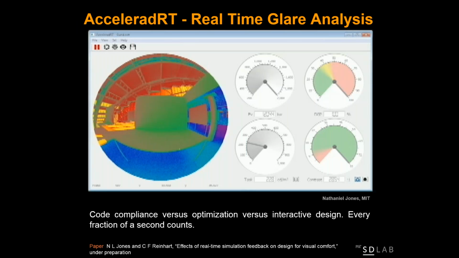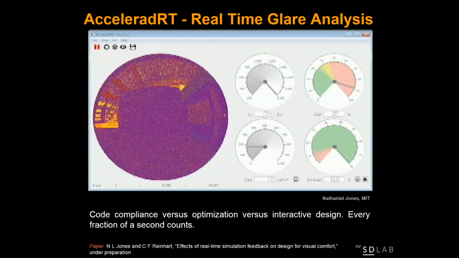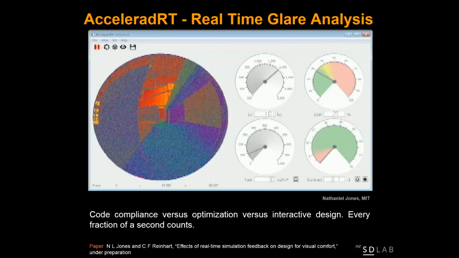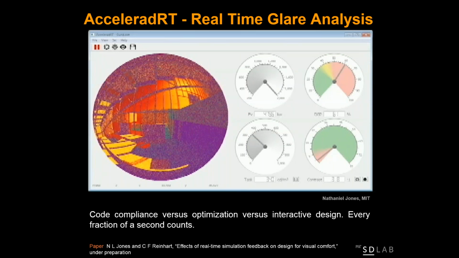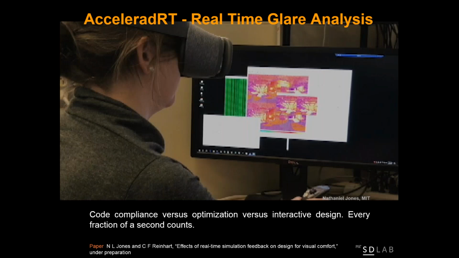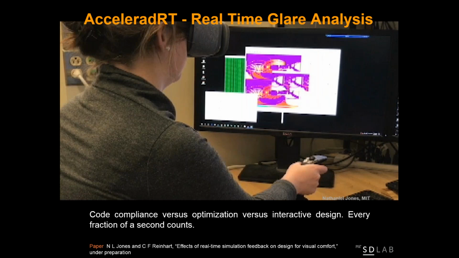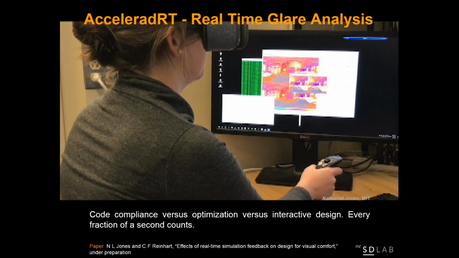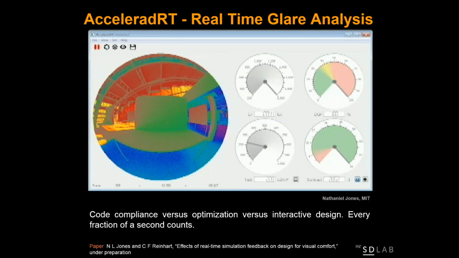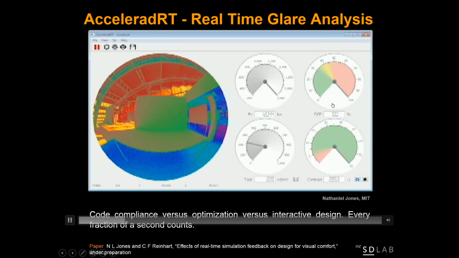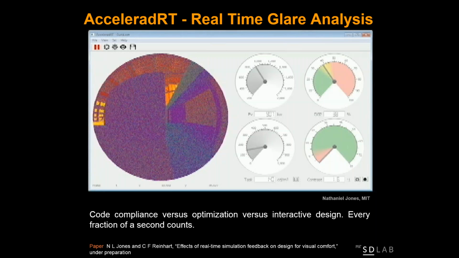Now, another big step that I'm going to show here is this work just coming out of our lab: how do we actually look at glare in a more interactive fashion. So this is a version of Accelerate called Accelerate Real Time. And what it allows you, using either virtual reality or just a computer screen, is to zoom throughout a space and get a direct glare indication. So on the right-hand side, you see how much glare somebody is going to feel within a space, depending on which way I look.